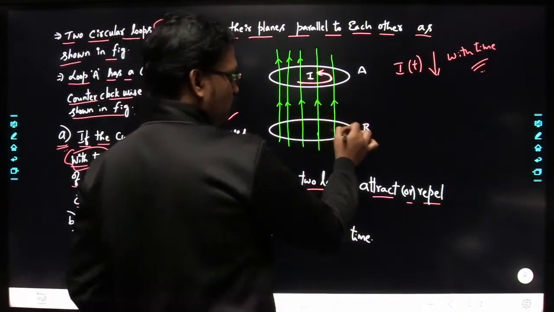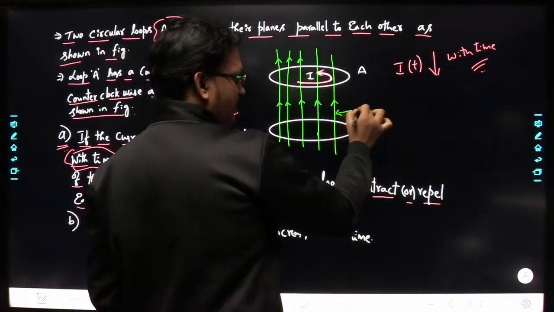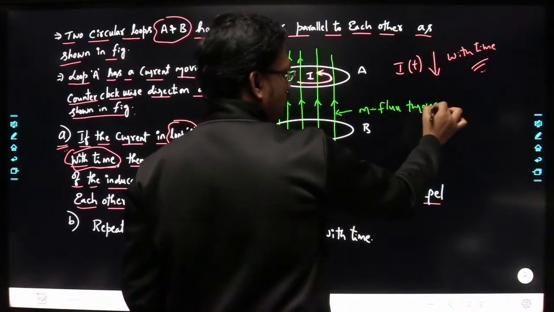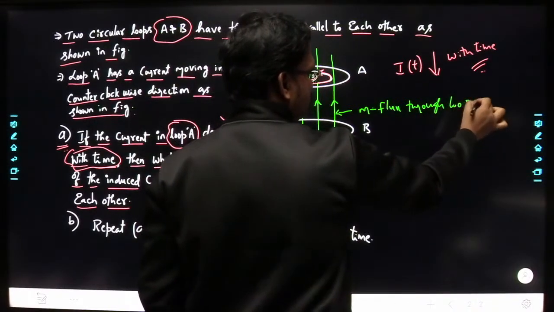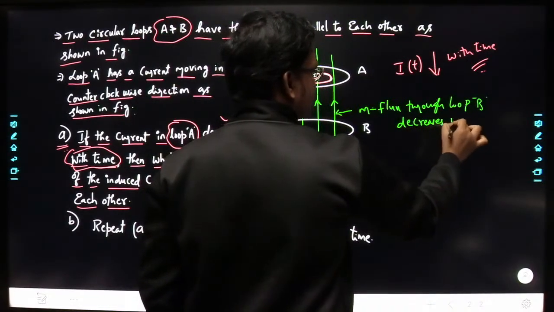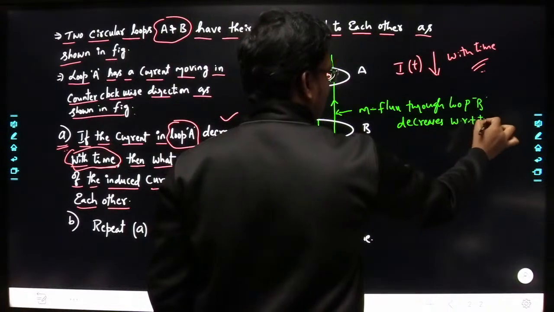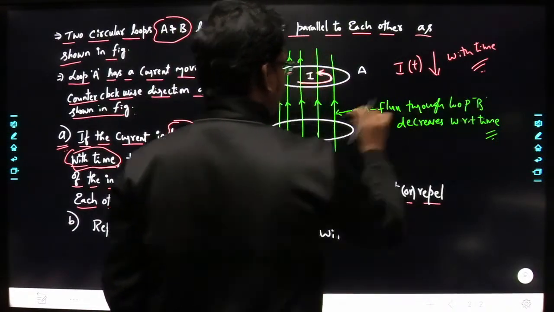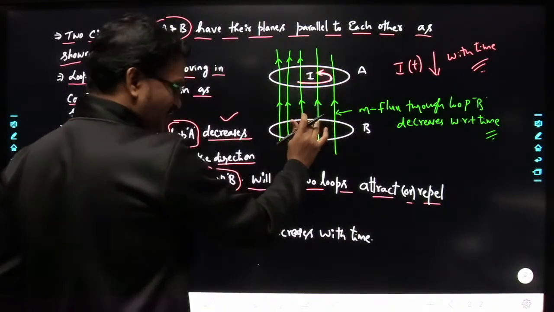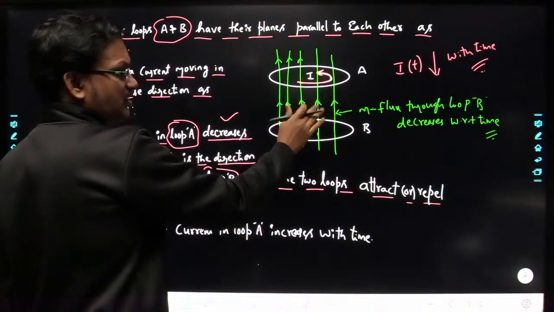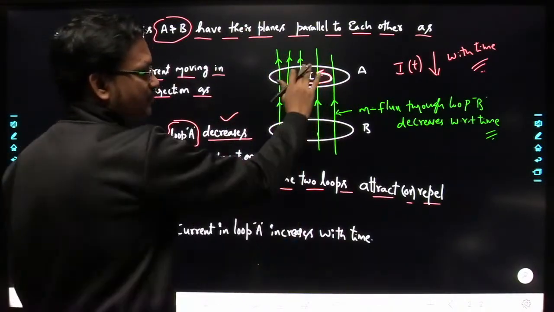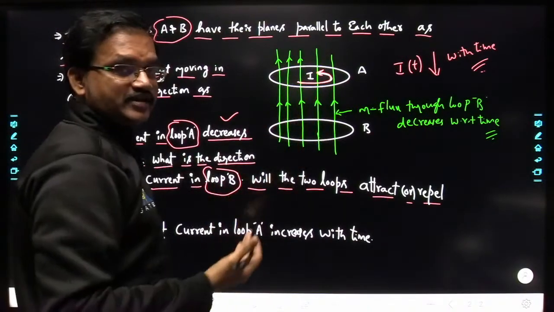So that means through loop B, the magnetic flux through loop B decreases with respect to time. Why is it decreasing here? Because the B field it is producing is based on this current. Yes or no? Since this current is decreasing with respect to time, the B field produced by that one will also decrease with respect to time.